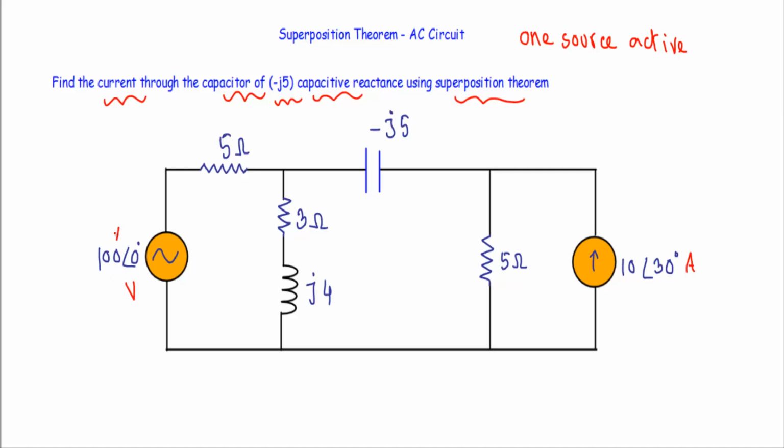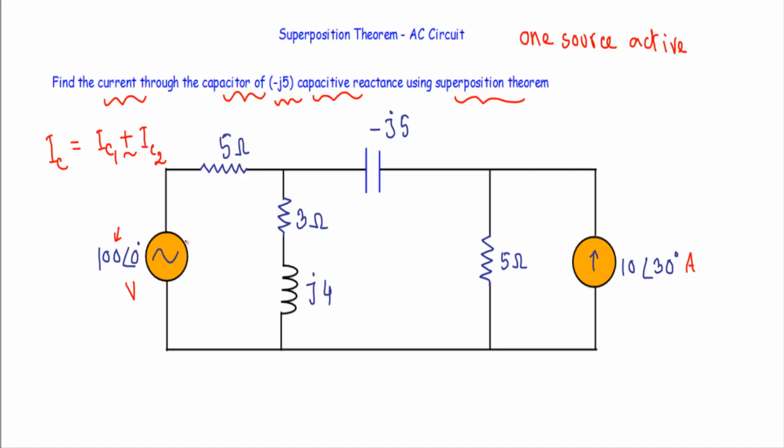Okay, as we have to calculate the current through this capacitive reactance, first, I will keep this 100 phase angle 0 degree voltage source active. In that case, the current flowing through this minus J5 capacitive reactance is IC1. After that, I will keep this 10 phase angle 30 degree current source active. In that case, let's say the current flowing through this capacitive reactance is IC2. If they are flowing in the same direction, I will simply add them up. Or if they are flowing in the opposite direction, I will take the subtraction of them to get the current flow through this capacitive reactance.